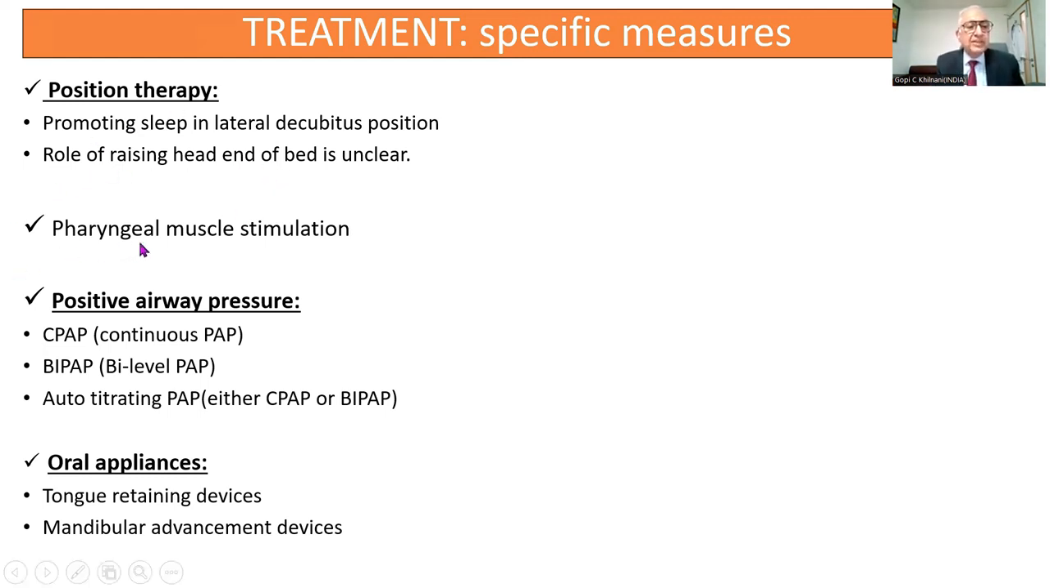There are ways of pharyngeal muscle stimulation, which is actually an area of research. I have never used it. But what is important is continuous positive airway pressure. What is continuous positive air pressure? It's like giving a continuous pressure.